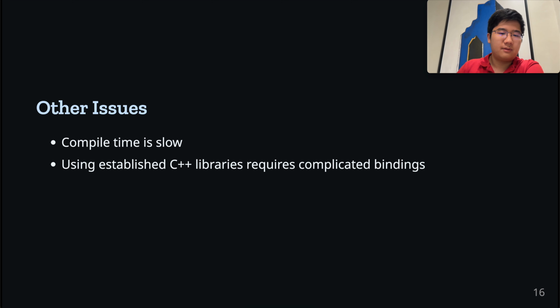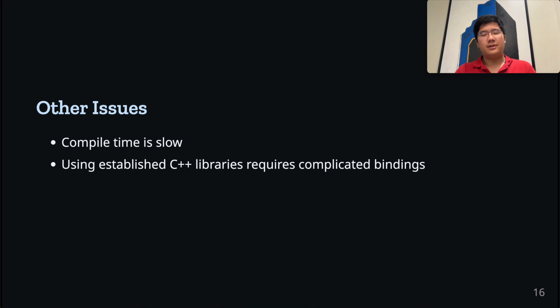There are other issues. Compile time is quite slow. Compile time in Rust has gotten better over the past 3 years, but it is still very slow. It's on the order of how slow C++ with lots of templating is. On a similar note, interoping with C++ libraries usually requires very complicated bindings.